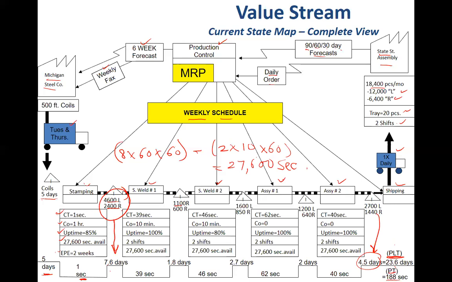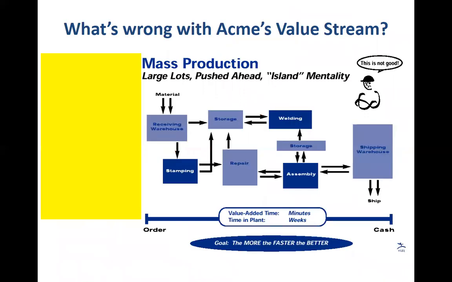So using this information, we now have to understand what could be the future state map. First, understand what the problem here is, and then determine what could be a suitable future state for this company. So the first thing we have to ask is what's wrong with this company, Acme, the name of the company, in its value stream. What we observe is that there is mass production.